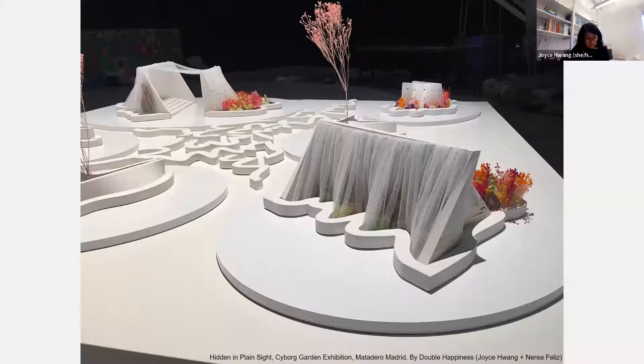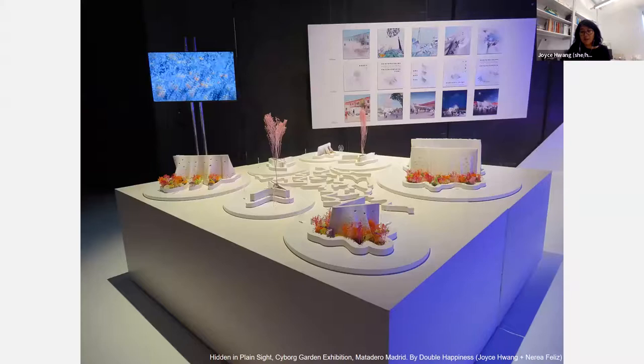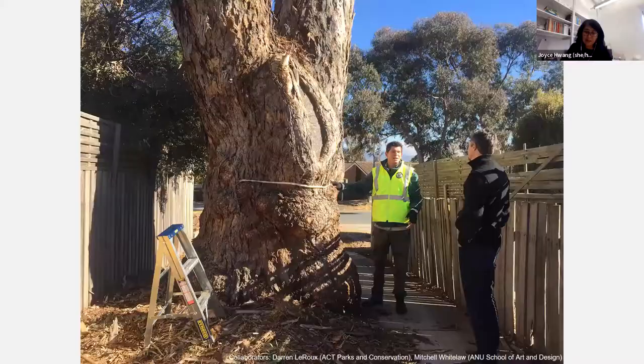And so for this project, which is called Hidden in Plain Sight, we developed all these prototypes and also a number of models that were displayed in Matadero as part of an exhibition called Cyborg Garden. It also became absorbed into another larger exhibit called Ecosystem Visionaries. This was a very large exhibition, but the Cyborg Garden part had 5 projects and ours was one of them. And here's our project.